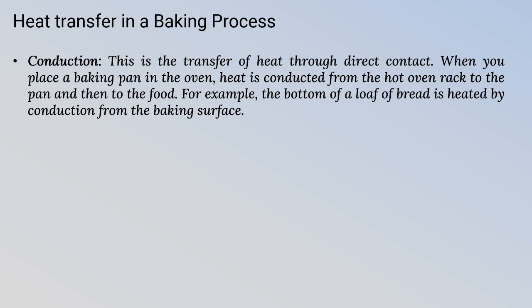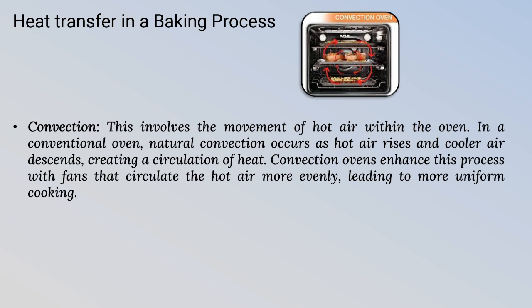That is one way. The second one is convection. What is convection? This involves the movement of hot air within the oven. That you can see in the image, that inside this the hot air is getting moved from top to bottom and getting circulated evenly.